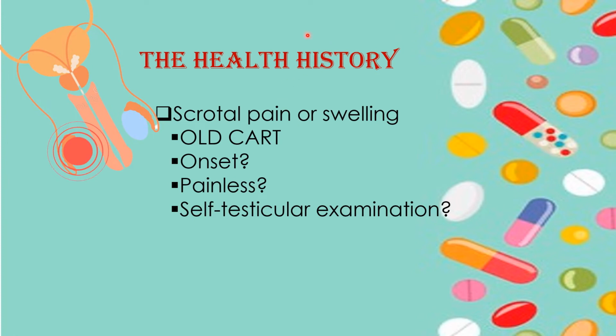If the patient complains of pain or swelling in the scrotum, you can follow the OLD CARTS mnemonic to gather thorough information. Of course, ask about the onset of the scrotal pain. Is it sudden? Sudden onset may indicate torsion of the testicle, which is actually an emergency. A painless lump could be a sign of cancer, so you can ask the patient if he performs a self testicular examination.